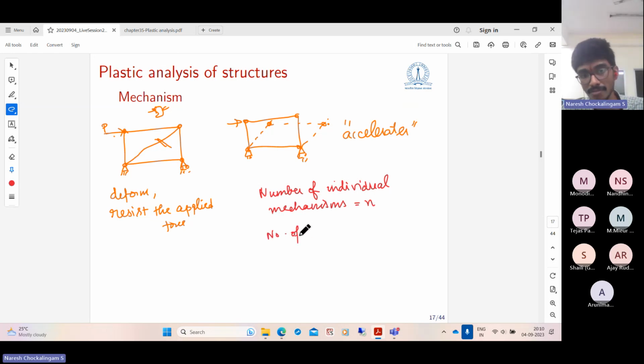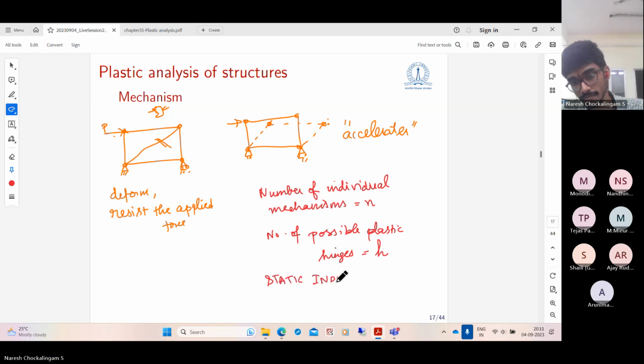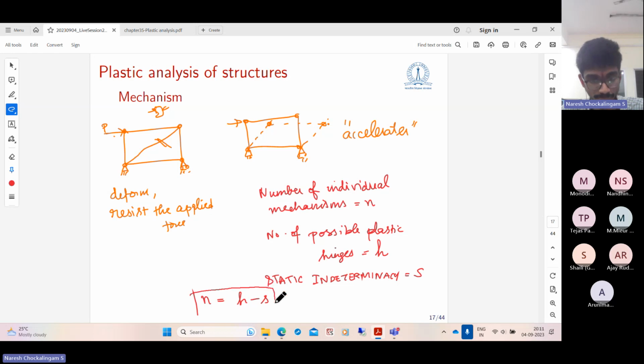And the number of possible plastic hinges, let us call it H. And the degree of static indeterminacy, let us call it S. So the number of independent mechanisms is given by H minus S. This will be useful while solving problems.